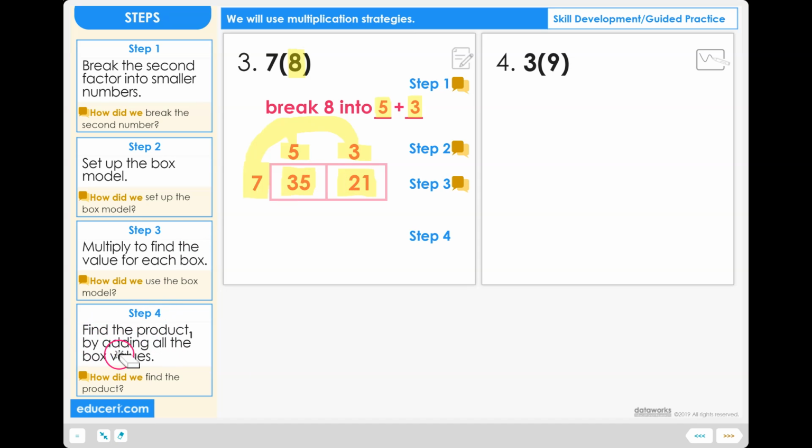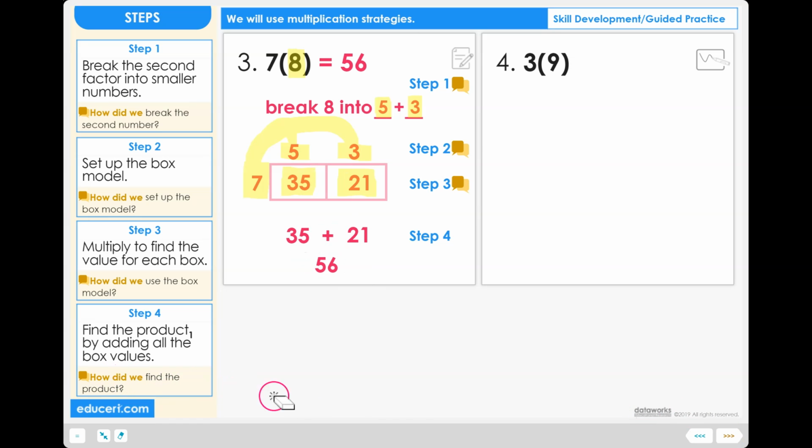Step 4. Find the product by adding all the box values. So the values in the boxes are 35 and 21, and we are going to add these two values together, which would give us 56. So 7 times 8 is equal to 56.